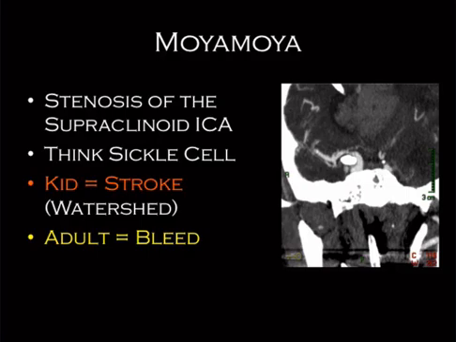And in kids, they're prone to stroke, specifically in those watershed areas. So if you have a kid who has a stroke, that's abnormal, right? Abnormal thing, rare diagnosis. So rare diagnosis, moya, just sounds rare, right? Rare thing, kid with a stroke. So I say kid with a stroke, watershed areas, you say moya. I say moya, you say sickle cell. Sickle cell in a kid equals a stroke. Sickle cell in an adult equals a bleed.